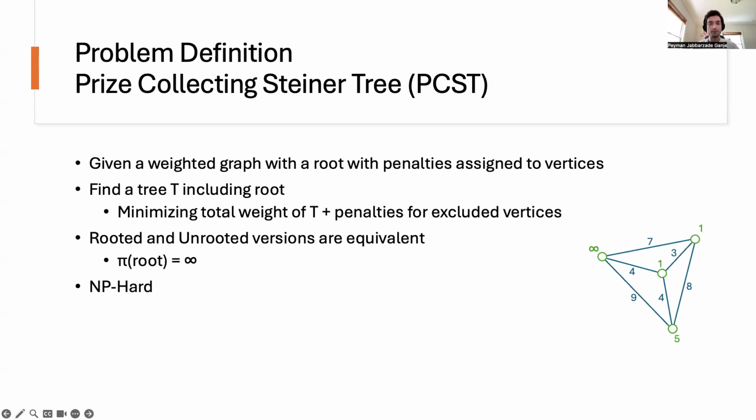So we have a weighted graph and a vertex as a root, and also each vertex has an assigned penalty. The goal is to find a tree such that the weight of the tree plus the penalty of the vertices outside of the tree is minimized. For example, here we selected edges with red color, and the red vertex is outside of it, so we need to pay its penalty. And this problem is NP-hard.